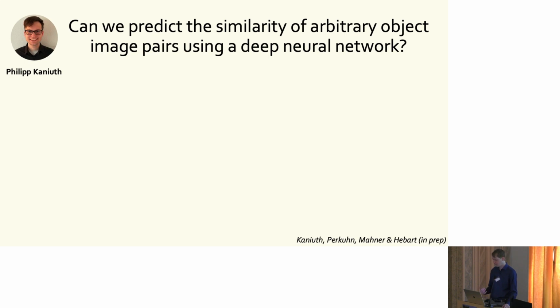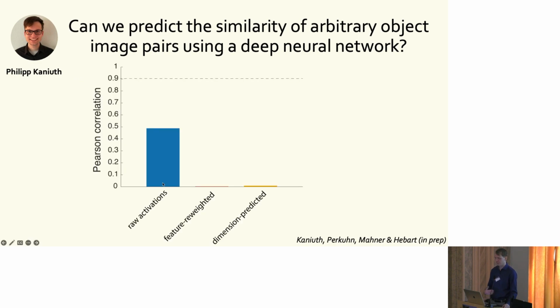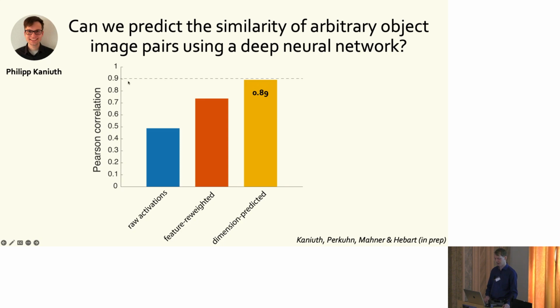Okay, so can we predict the similarity of any kind of object-image pairs using this deep neural network? What people have been doing in the past is to just take the activations of a neural network, correlate them, and predict the similarity. You get a good correlation, I think, but it's really far away from the noise ceiling. If you take more advanced approaches like feature reweighting, you get much closer. But if you do predictions with these types of dimensions, you can now get at the noise ceiling again. So you can really predict the similarity of different images quite well with this 49-dimensional embedding using this deep neural network, at least for these diverse images that we used.